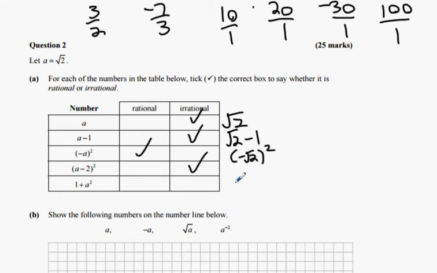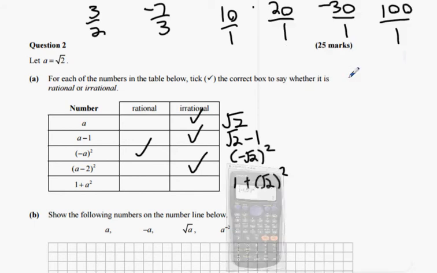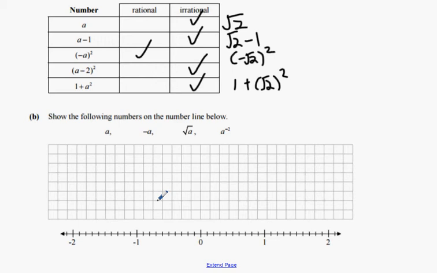And finally, 1 plus root 2 squared. Anybody know that one? Why is it rational, Sean? It's the number 3. Any whole number is considered rational. Okay? There's no third, so there's no square root sign left. Oh, sorry, it's rational. Yeah, I did that last time as well, didn't I? So it's actually rational. It equals 3.